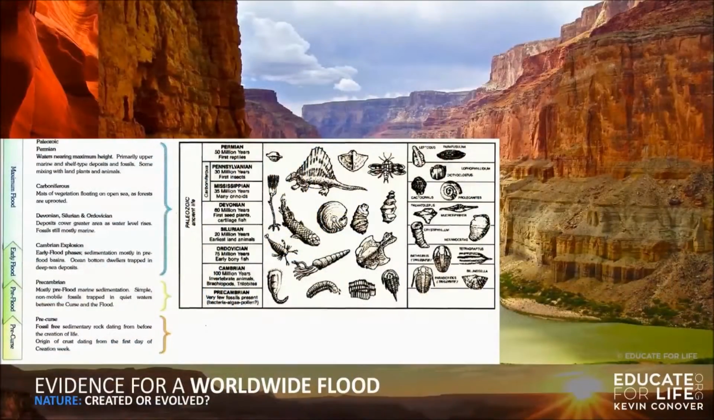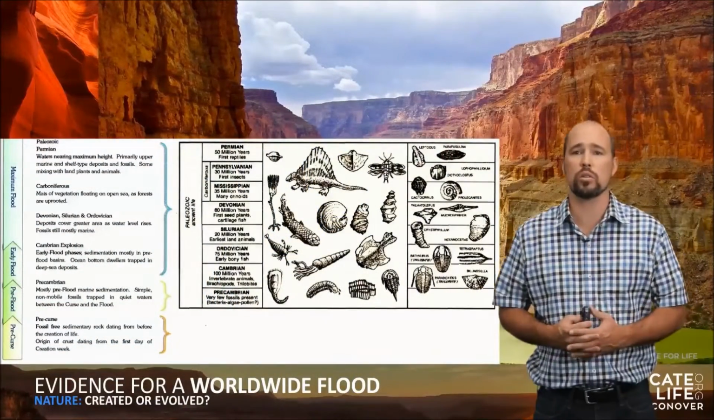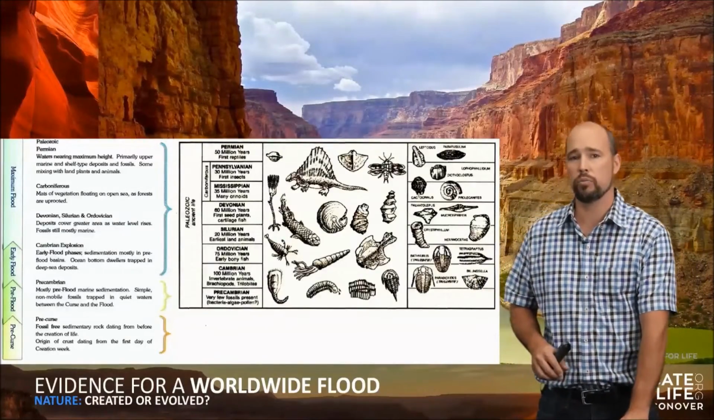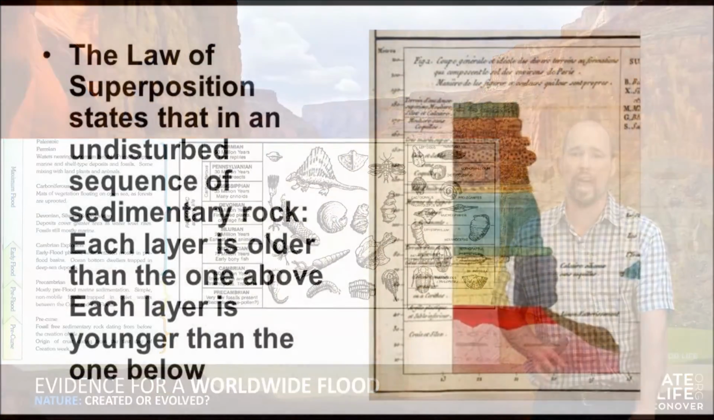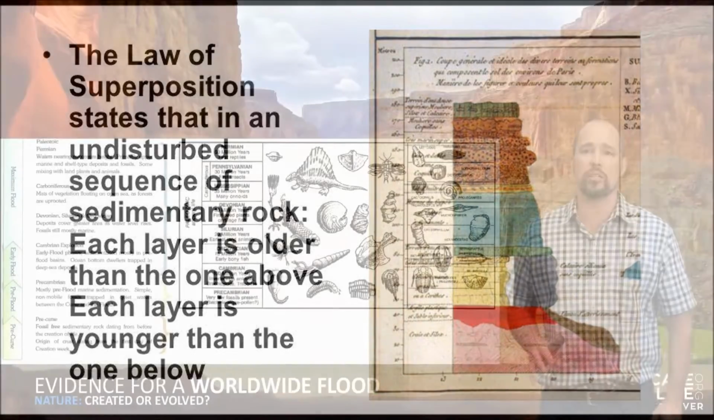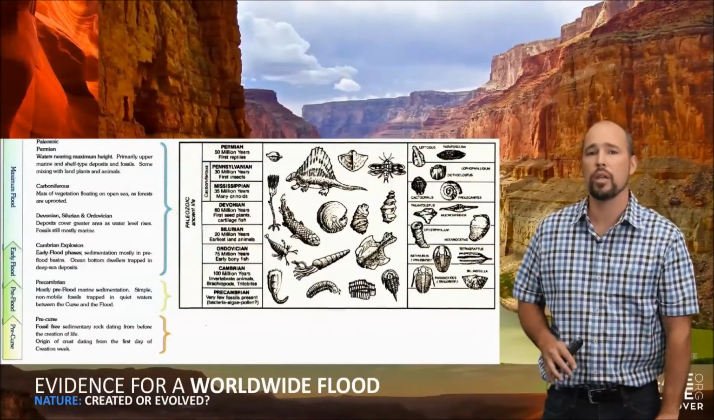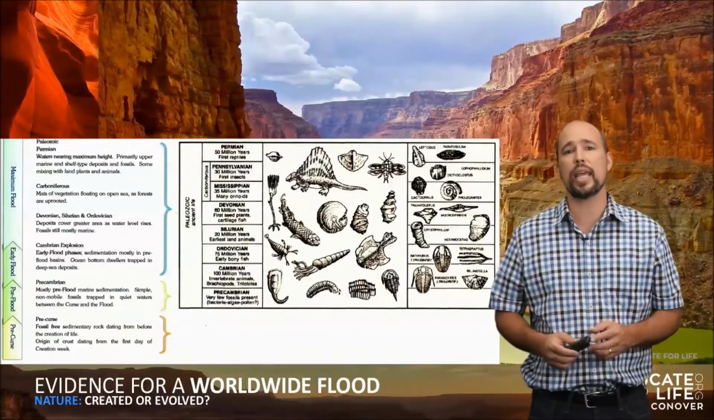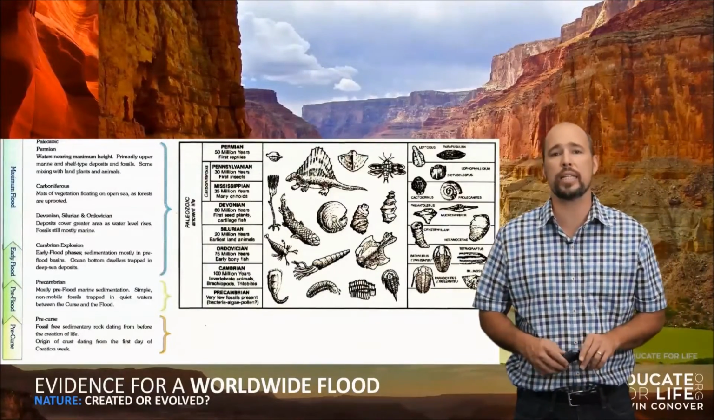If you were to ask an evolutionist where those strata came from, they would typically say, the lower you go, the older the strata. Correct, because the law of superposition states that in an undisturbed sequence of sedimentary rock, each layer is older than the one above, and each layer is younger than the one below. So they look at the strata as Earth history. If you go all the way down to the bottom, you get to Precambrian. Then right above that is Cambrian, which is 600 million years ago.